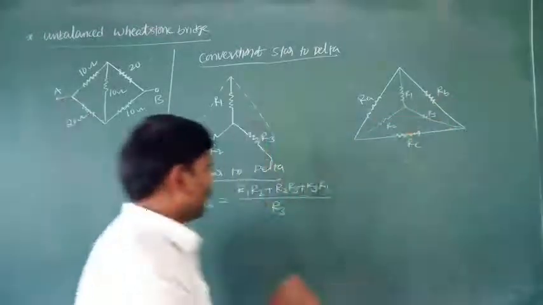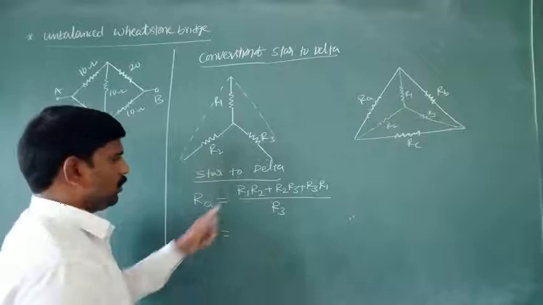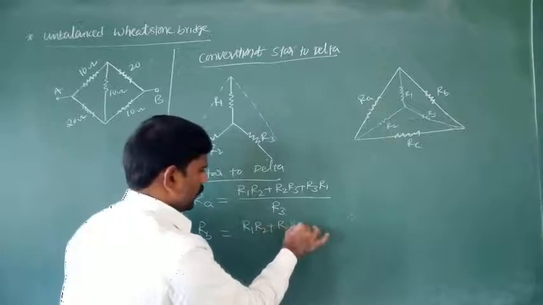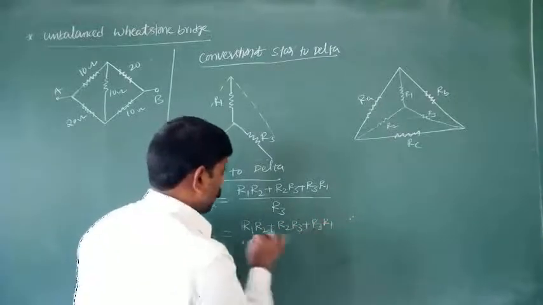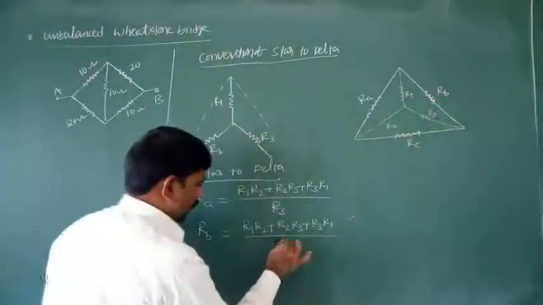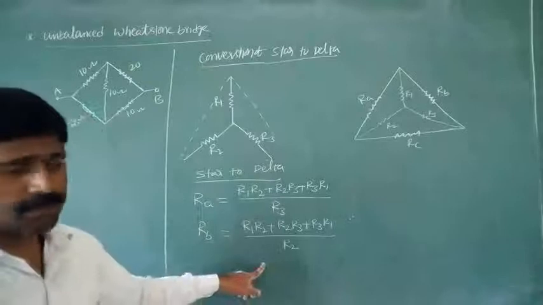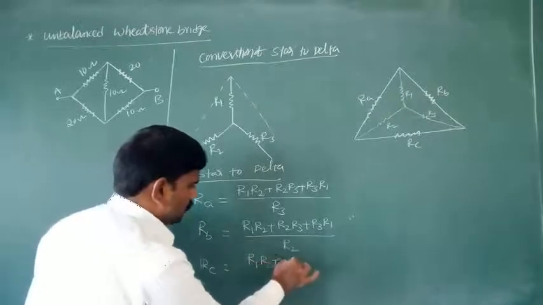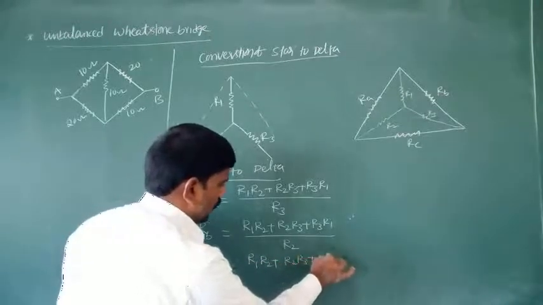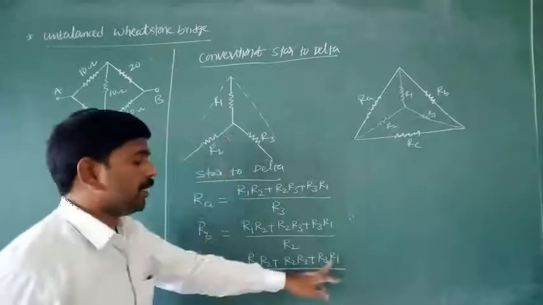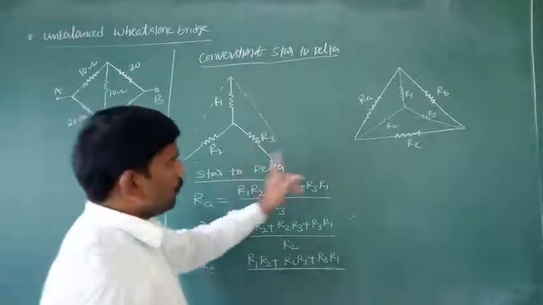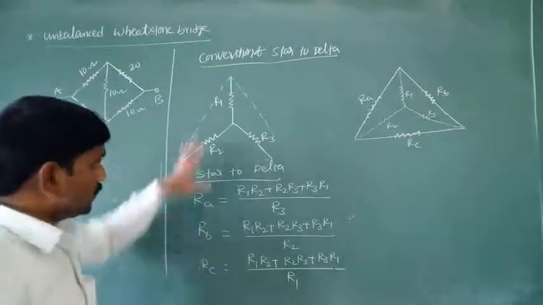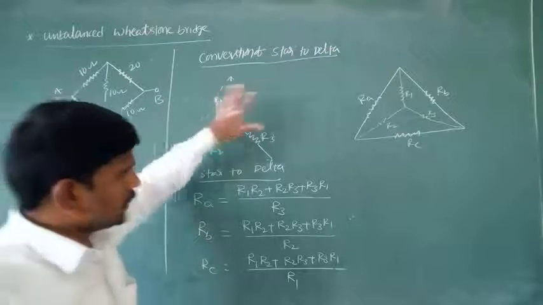Similarly, RB is equal to R1 R2 plus R2 R3 plus R3 R1, the numerator does not change, whole divided by the opposite, which is R2. Next, RC is equal to R1 R2 plus R2 R3 plus R3 R1, whole divided by R1, the opposite for RC. Using these three resistors, the star is converted into the delta.